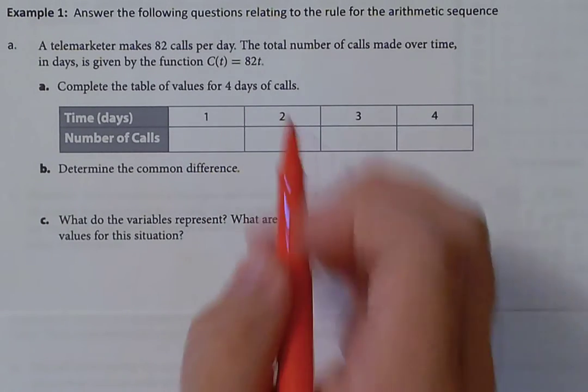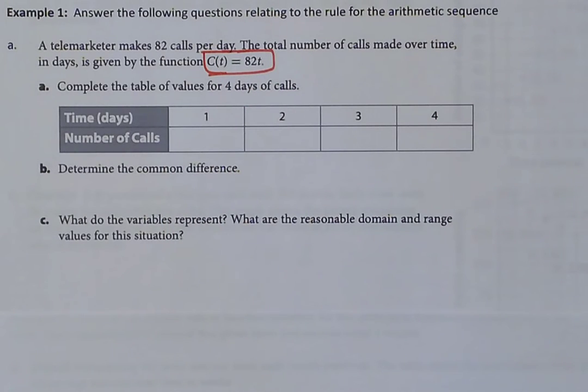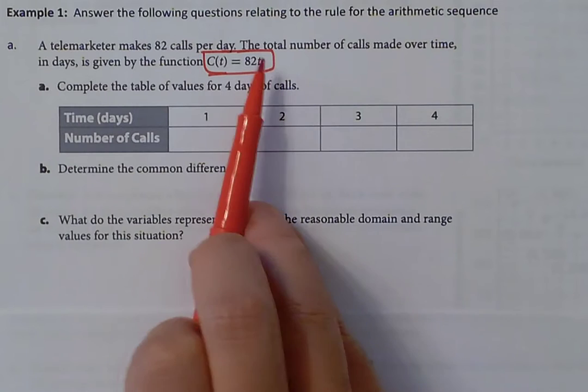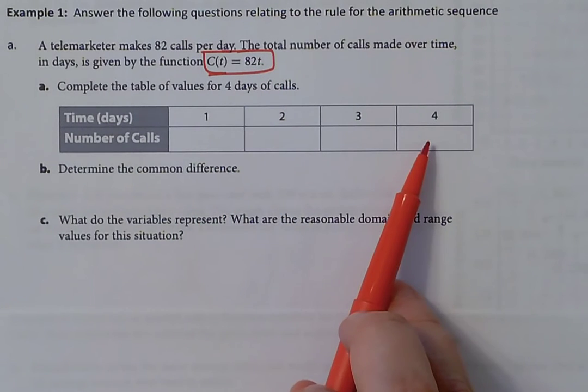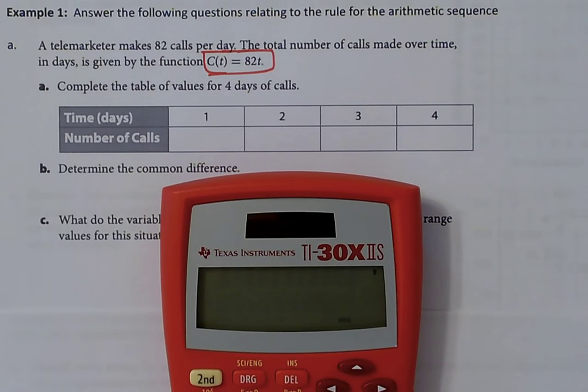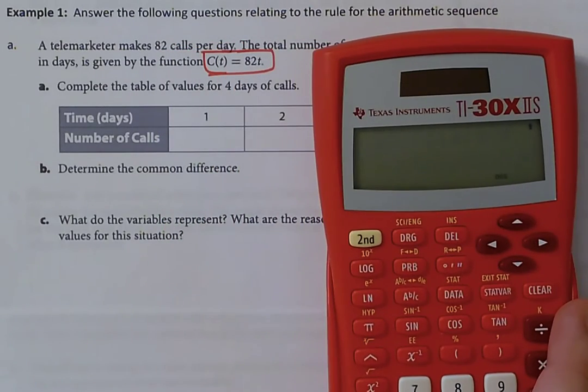To complete the table, we're going to take our function, which is c of t equals 82t. We're going to use our values of 1, 2, 3, and 4, and plug them in for t to figure out the number of calls that are made each day. Now, 82t means that it's 82 times t. So we're going to do 82 times 1, 82 times 2, 82 times 3, and then 82 times 4. I'm going to go ahead and calculate them.